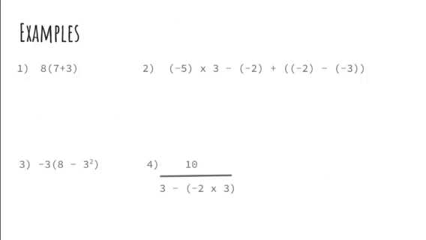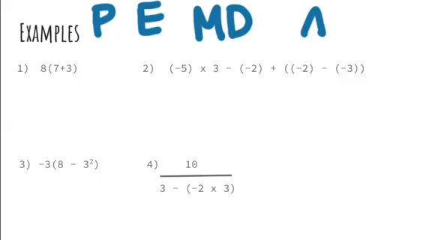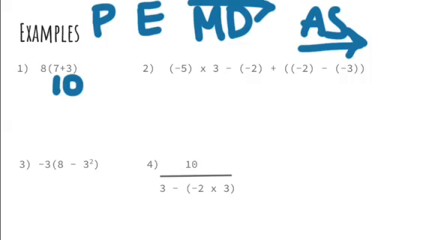So here are some examples. We have this problem: 8 times the quantity 7 plus 3. If I remember my order of operations, parentheses, exponents, please excuse my dear Aunt Sally, I'm going to go like this with an arrow by those so you remember from left to right. So parentheses goes first, so 7 plus 3 is 10. We're done with the parentheses, so it's 8 times 10, which is 80.